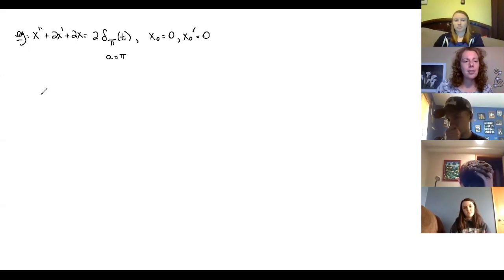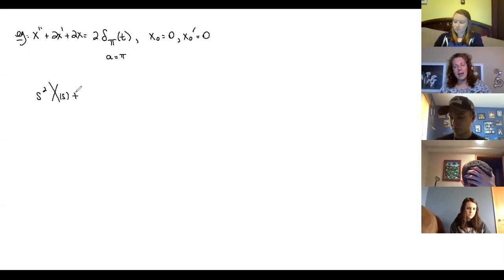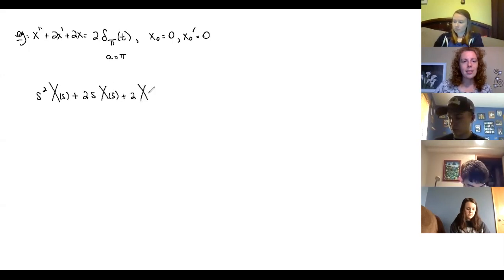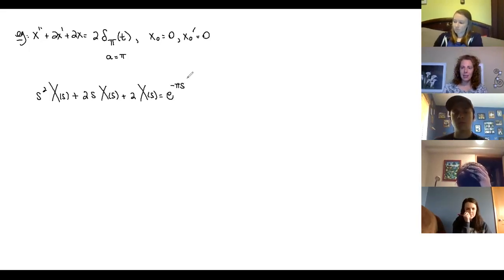Okay, Laplace transform. So here we go. You can do this as well as I can. S squared, capital X of s, minus 0s minus 0, plus 2s, capital X of s, plus 2, capital X of s. That's my left-hand side. I'm doing this for a while. We should be good at this now. Right-hand side, if a is equal to pi, this is e to the negative pi times s. That's my right-hand side. New function that I'm talking about today. So there's my Laplace transform.